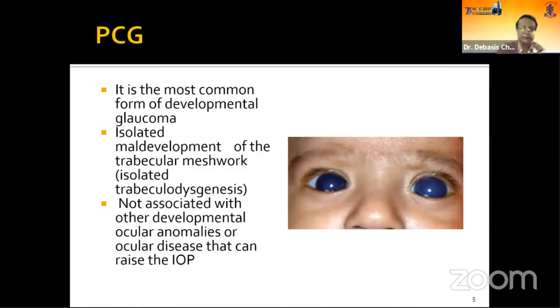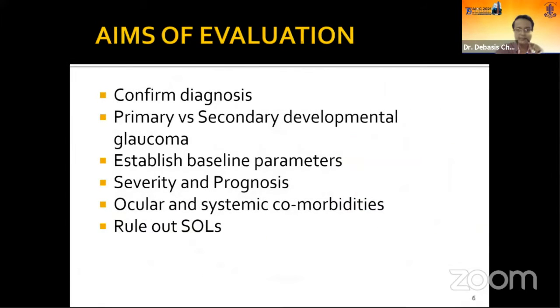Now, primary congenital glaucoma, out of these, is the most common form of developmental glaucoma. The basic pathology is isolated maldevelopment of the trabecular meshwork, also called isolated trabecular dysgenesis, and it is not associated with other developmental ocular anomalies or ocular diseases that raise the IOP.